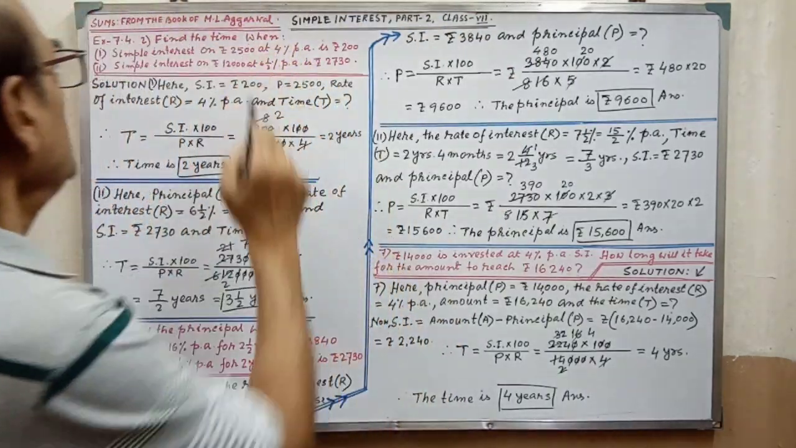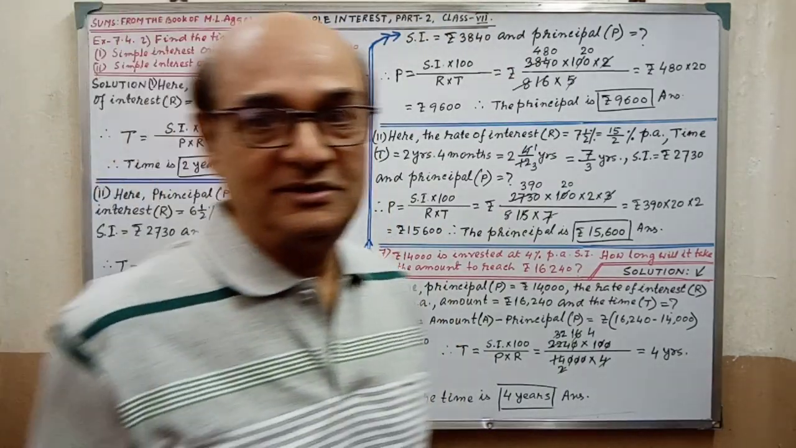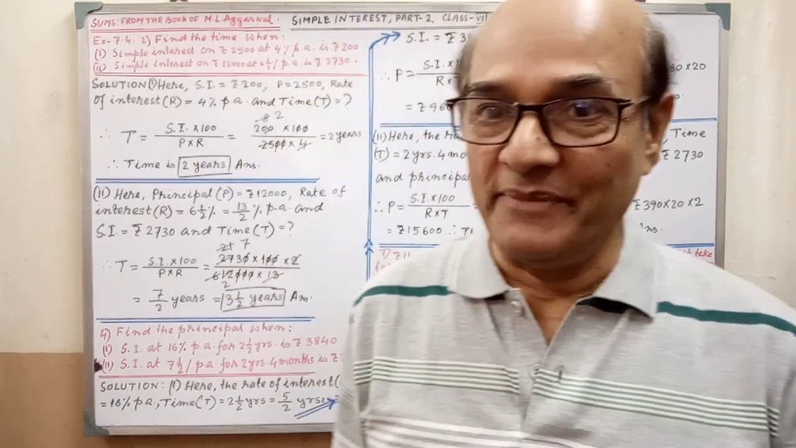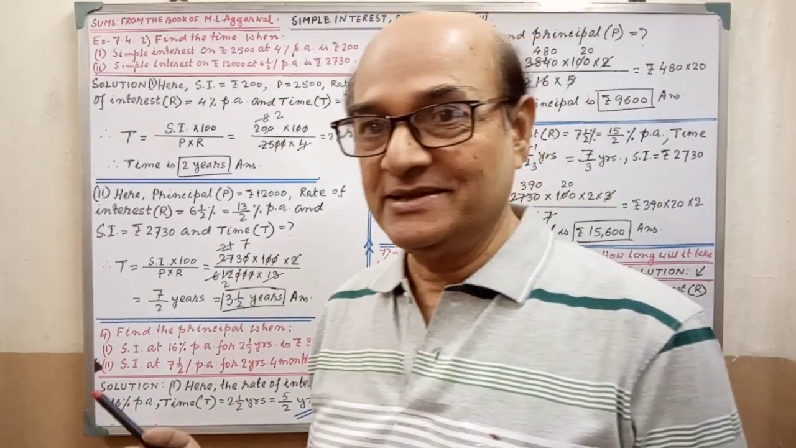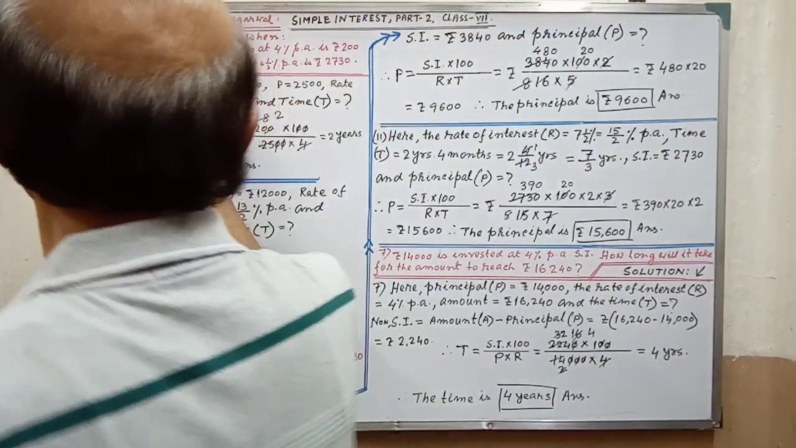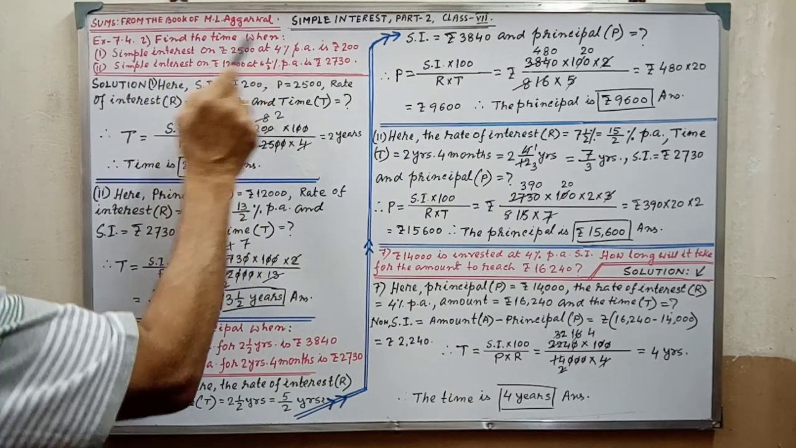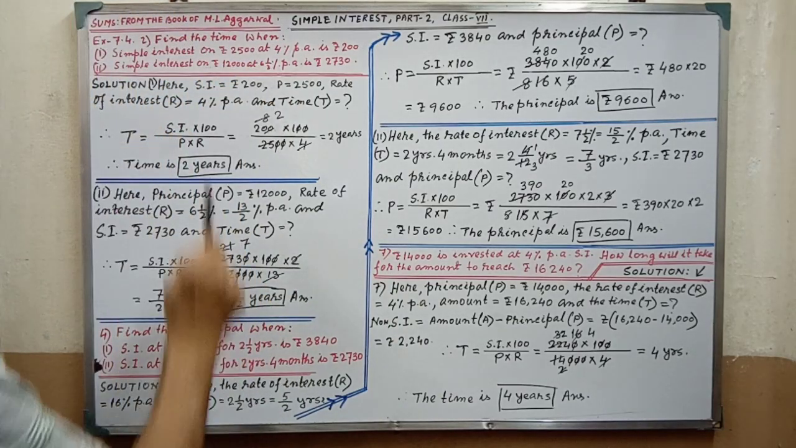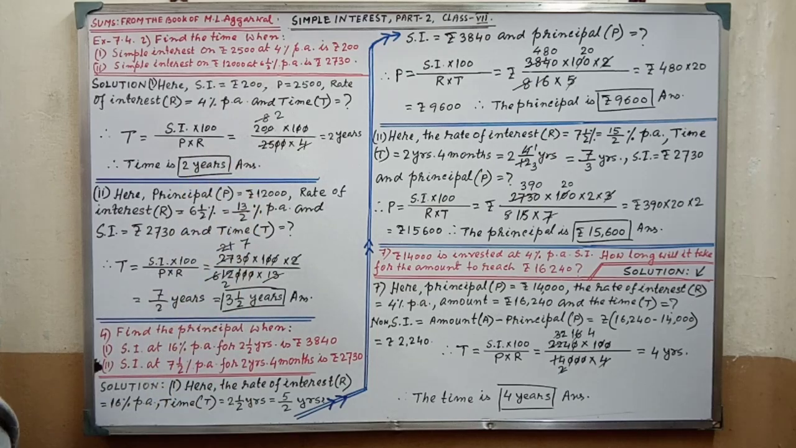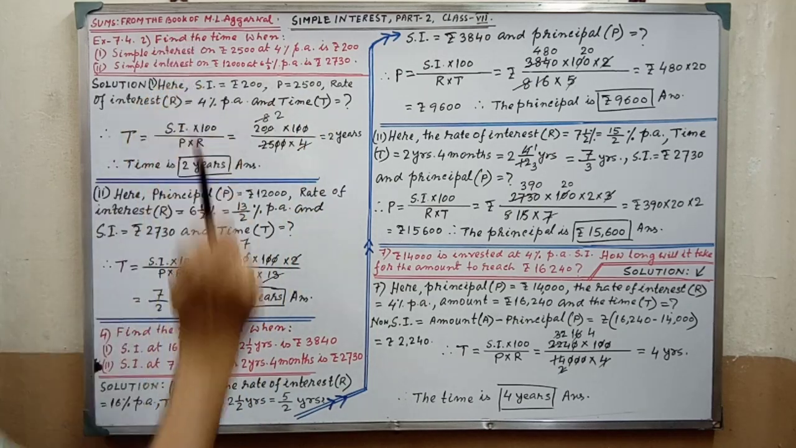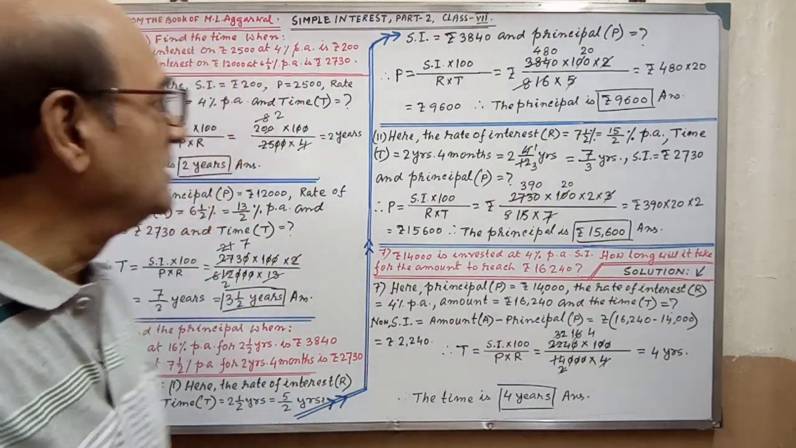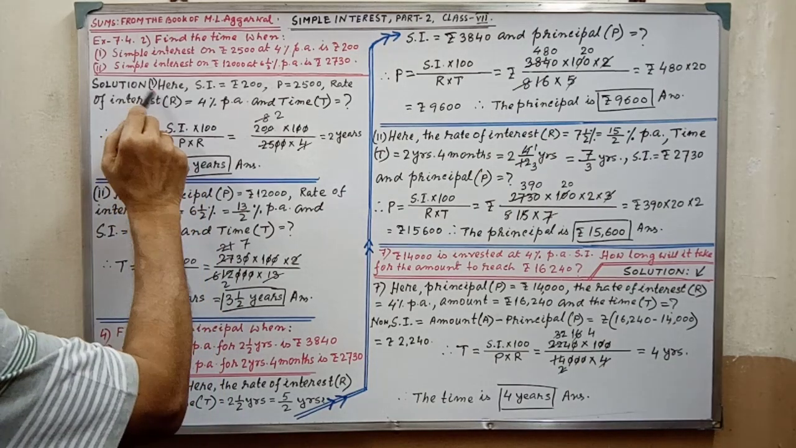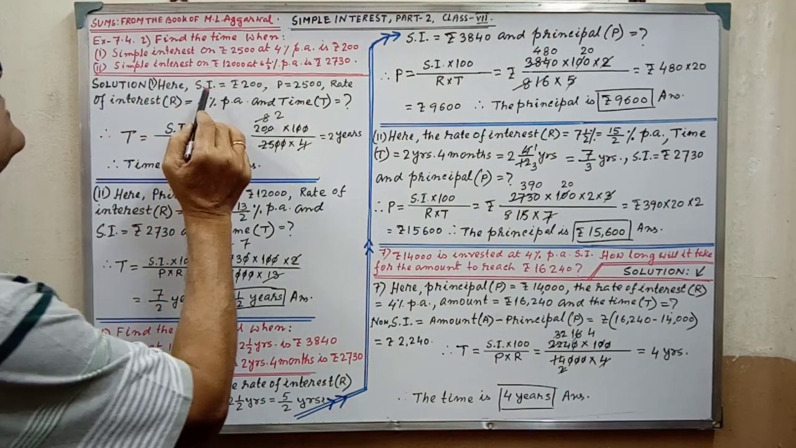The sums are given from ML Agarwal, exercise 7.4. Please pay your attention. Find the time when simple interest on this sum, at this percent, is this. The sum you will get in the book. Now see the solution. Here you have to write the data first.